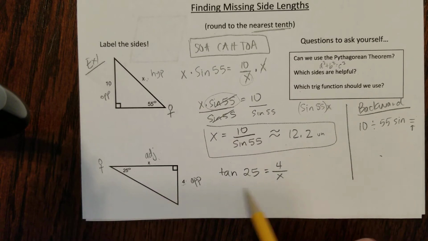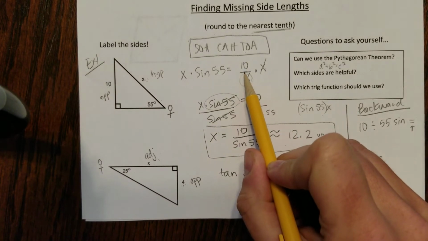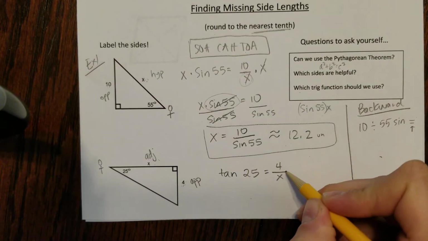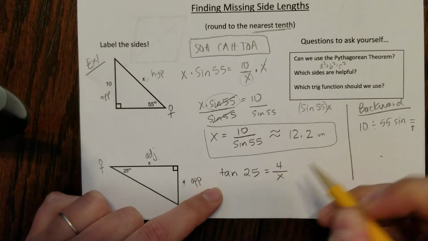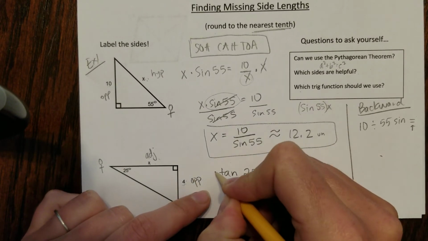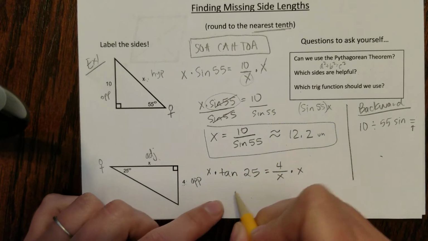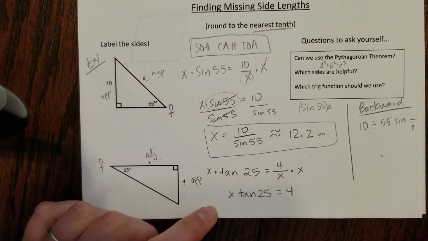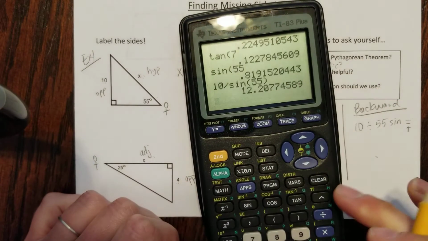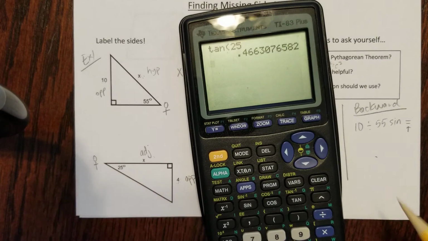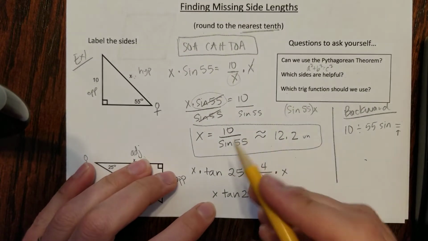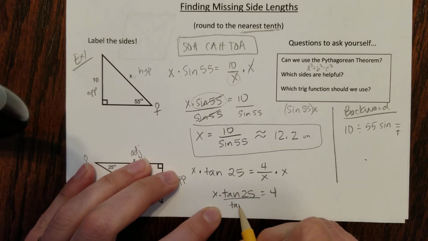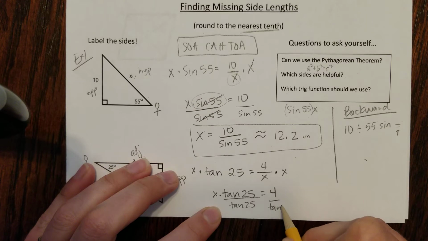All right, so we have a different trig function, but actually if you look at it, it's set up very similarly to the first one. So we're going to solve it potentially the exact same way. Instead of dividing by x, we're going to get rid of dividing by x by multiplying by x. So that gives us x times the tangent of 25 equals 4. Now the tangent of 25 is just a number. Your calculator has that number saved. So if we have x times tangent of 25, then to get rid of times, we're going to divide.